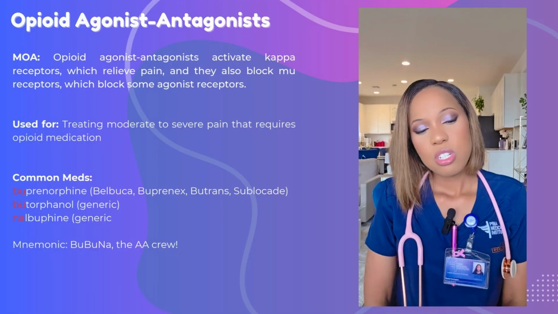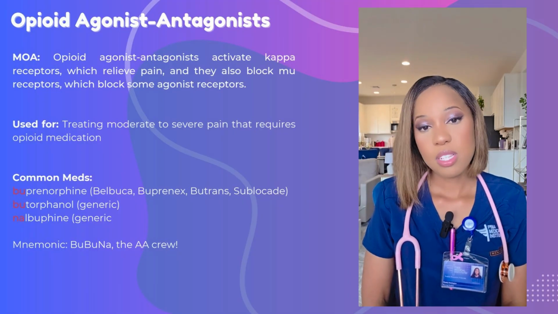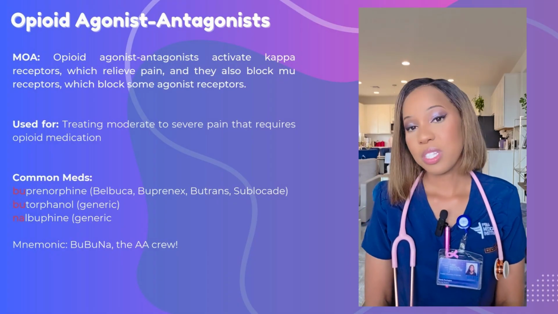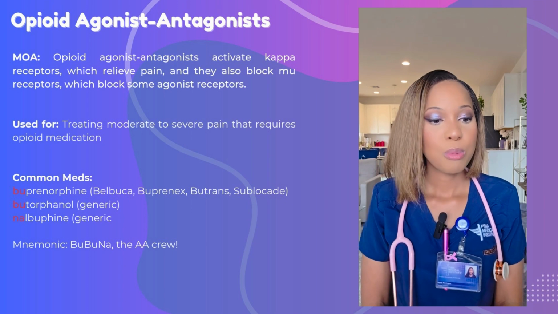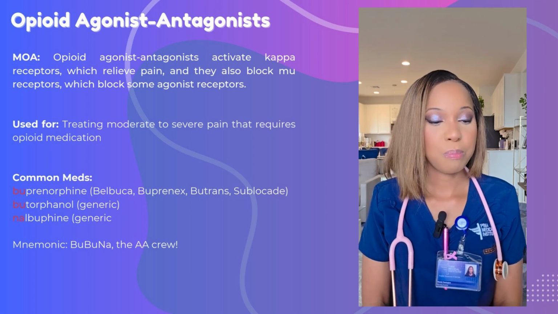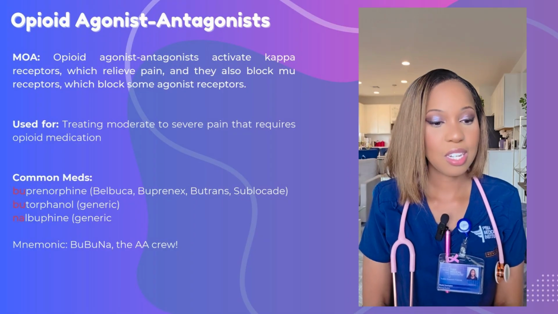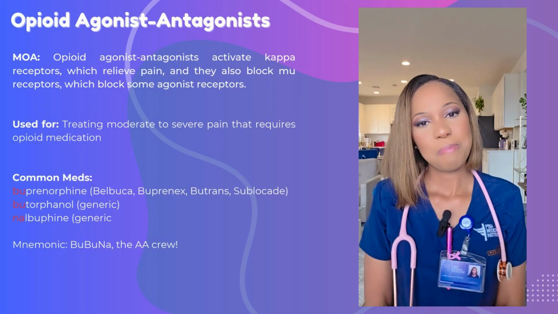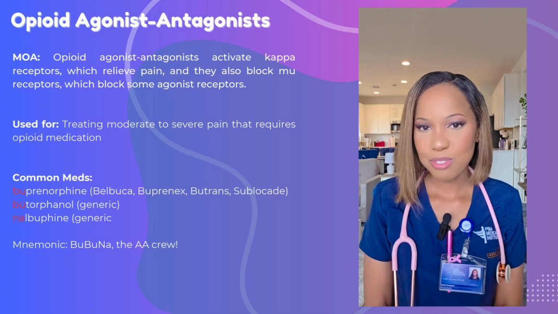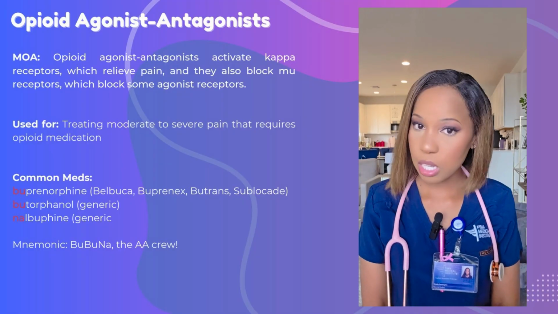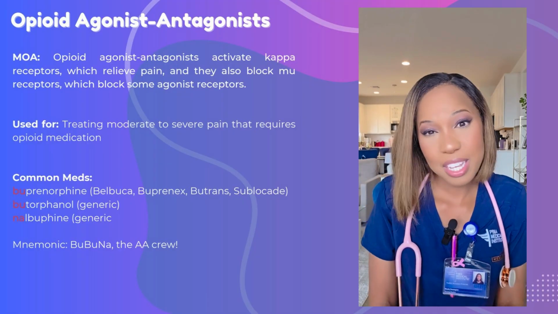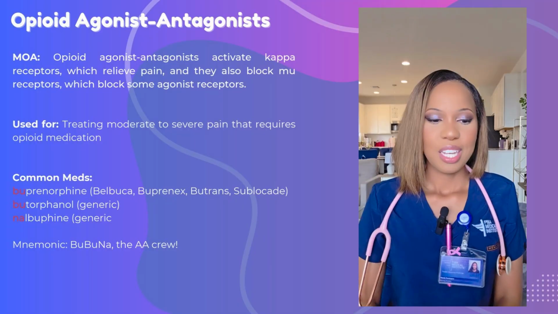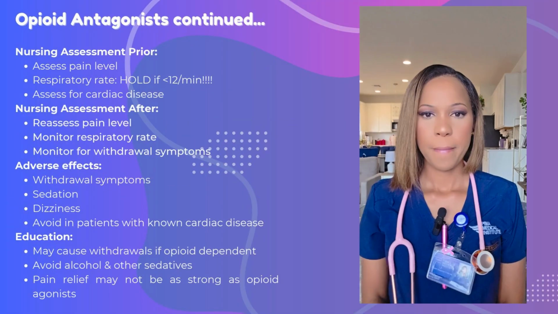The use for this medication is to treat moderate to severe pain that requires opioid medication. For common meds, there's only 3 of them, and these include buprenorphine, butorphanol, and lastly nalbuphine. These ones are a little tricky to pronounce, but it's okay. I have a good mnemonic for that one as well, and that is "Bubuna, the AA crew." I like to call them the AA crew because it's agonist, antagonist, so they both start with A, and that's the easy way you can memorize it.